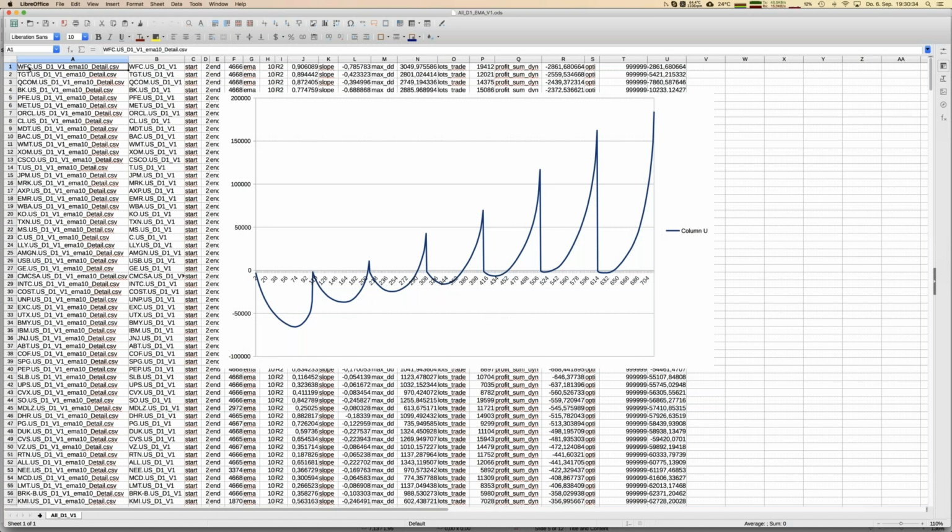But let's go back to the first line. It's a summary of all trades within 18 years with an EMA period of 10. And finally, what turned out for that company is that we have a loss for those 18 years of $2,861. Okay.